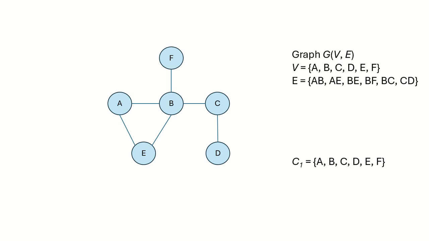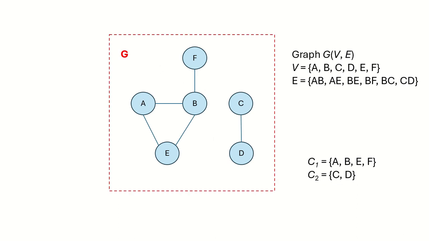Let's take an example. If this is the given graph G with this set of vertices, we can see that all these vertices are connected to each other. There is a path between each and every pair of nodes. So there is a path between A and B, A and C, A and D, A and E, A and F. Similarly with B, with all other nodes, and similarly with other vertices of the graph, there is a path which is connecting each and every pair of vertices. So we can say that there is only one connected component, and this connected component is a set of all the vertices of the graph.